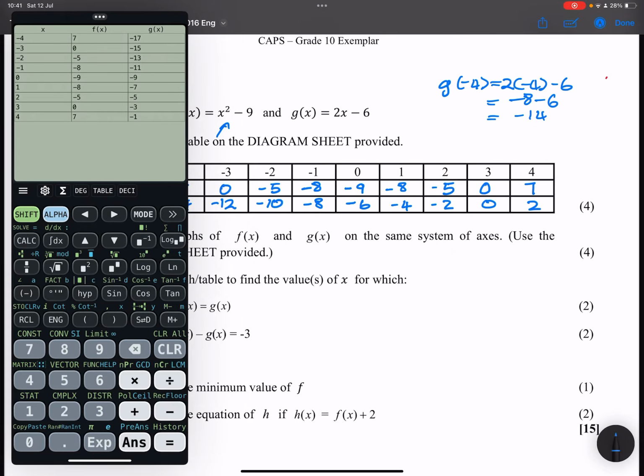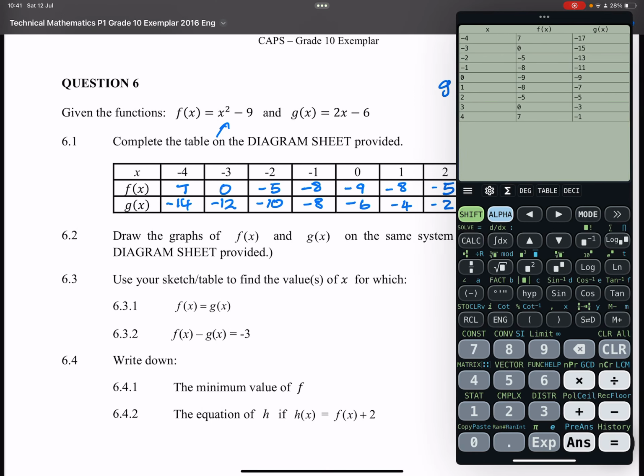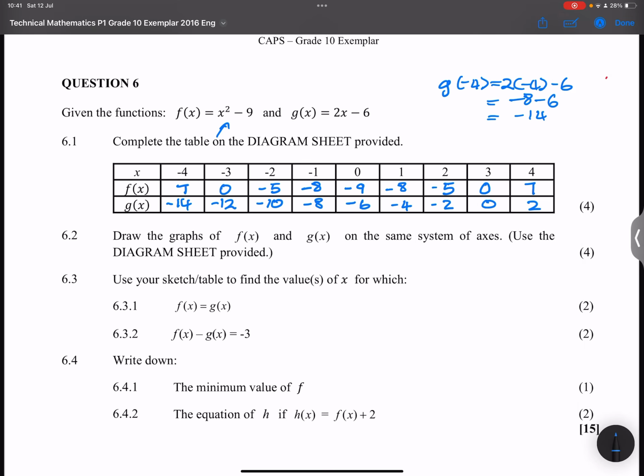And for g of x, it looks like we did something wrong. I see it says -14 over there for 2 times -4. Yeah, we did something wrong with g of x. You might have seen that when I filled that one out.